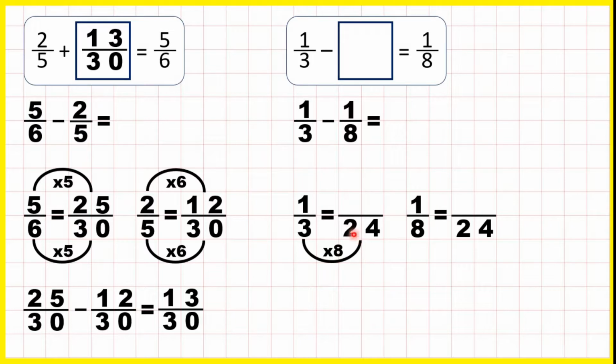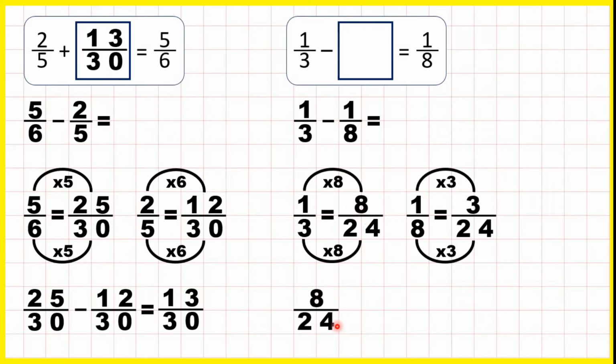3 times 8 is 24, 1 times 8 is 8. 8 times 3 is 24, 1 times 3 is 3. So instead of 1/3, we can write 8 over 24, and instead of subtracting 1/8, we can subtract 3 over 24. We keep the denominator the same, and 8 minus 3 is 5, so our missing fraction is 5 over 24.